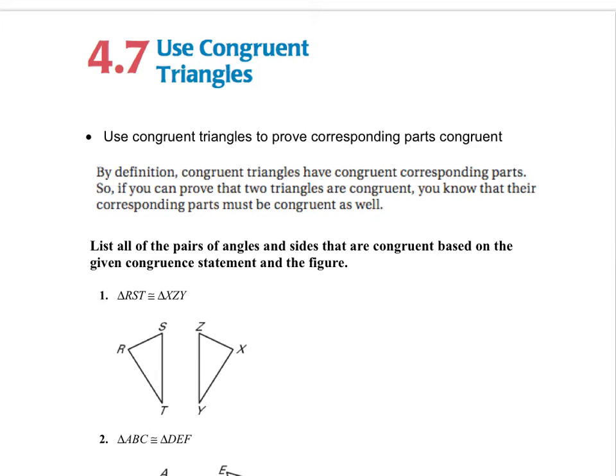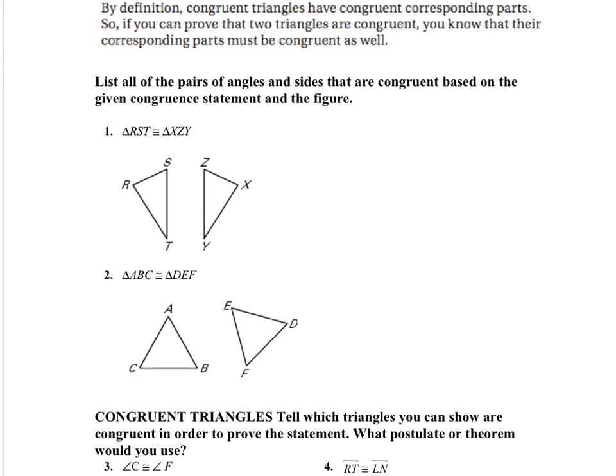Okay, we're going to use congruent triangles to prove corresponding parts congruent. By definition, congruent triangles have congruent corresponding parts. So if we can prove the triangles are congruent, then we know all of their corresponding parts must be congruent. The first thing is we're just going to review listing all the pairs of angles and sides that are congruent based on our congruence statement.